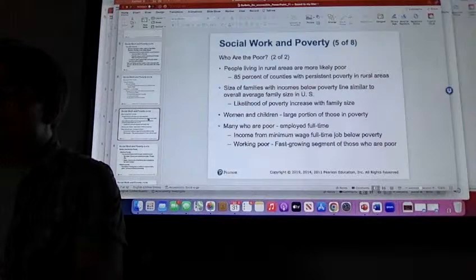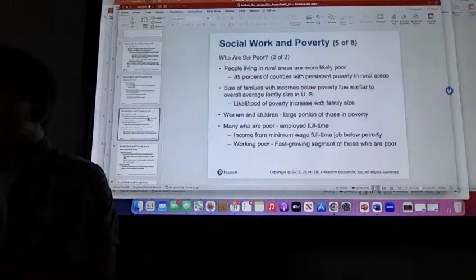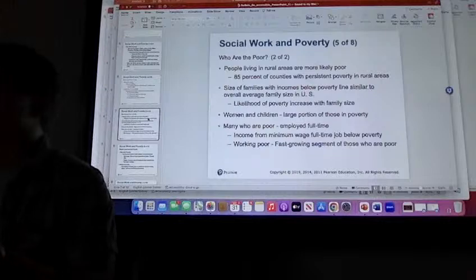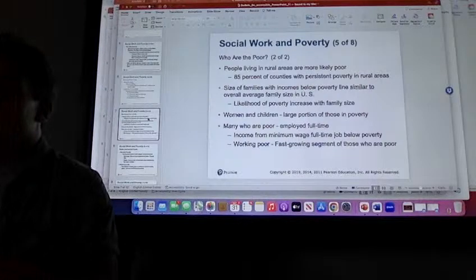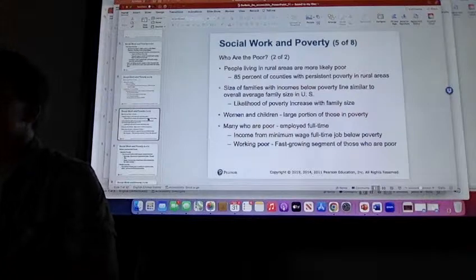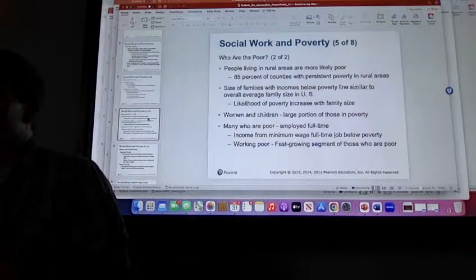People living in rural areas are more likely to be poor because a lot of the jobs are in the city. The jobs that make the bigger money are closer to the city. 85% of counties with persistent poverty are in rural areas.